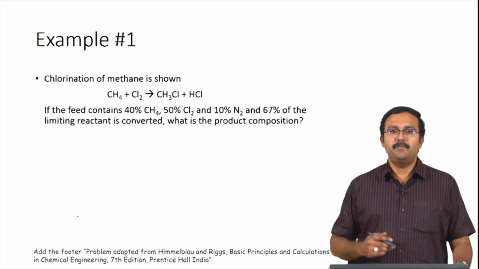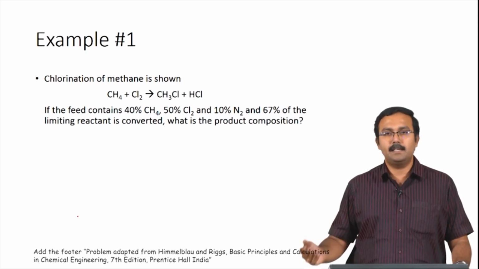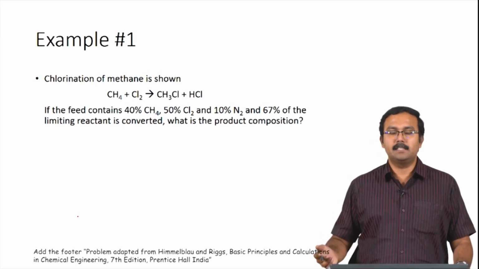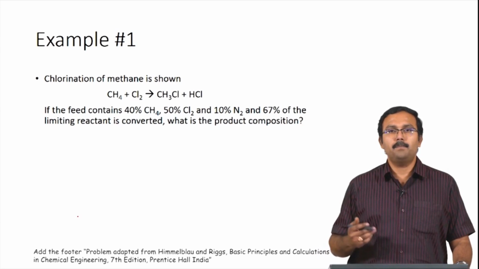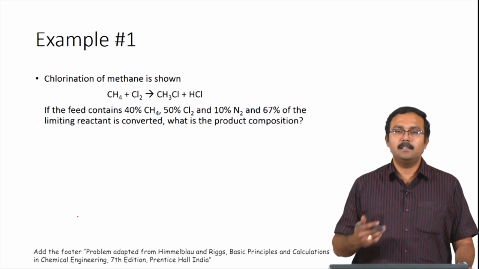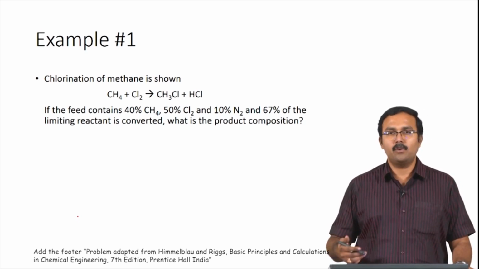If the feed contains 40% methane, 50% chlorine and 10% nitrogen, and 67% of the limiting reactant is converted, what is the product composition? Now, this problem uses the fundamentals and terminologies which we learnt in the previous lecture. Let us see how we can solve this problem.